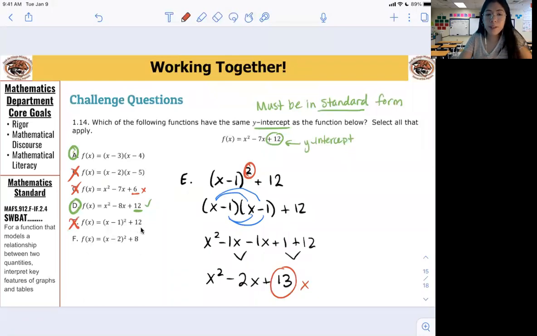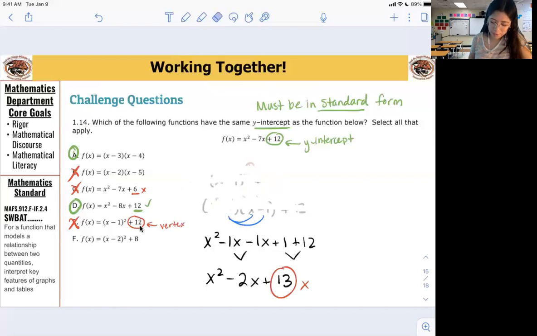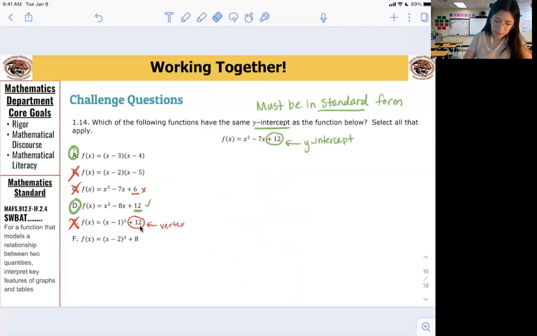And you got to be careful because this 12 right here might mislead you. You see a 12 and you might be like, oh, that's the same y-intercept, but that's not the y-intercept. What's this 12 representing? 12 represents the K. So that's not part of the y-intercept, that's part of the vertex. Gotta be careful.